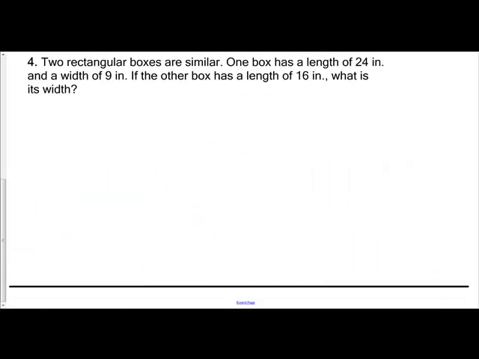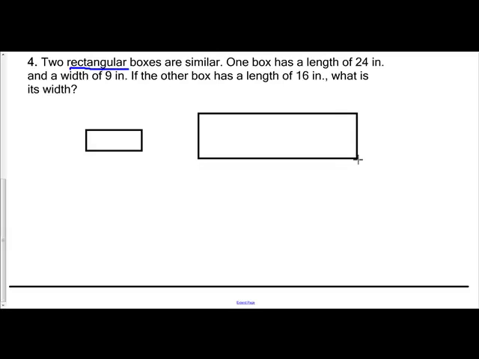Now it's asking about two rectangular boxes. So one of the best ways to do that is to draw a couple of rectangles. So we'll do that. Here's one rectangle, and we'll draw another one that's a little bit bigger. And we're going to say that these are similar. Alright, it says one box has a length of 24 inches and a width of 9 inches.